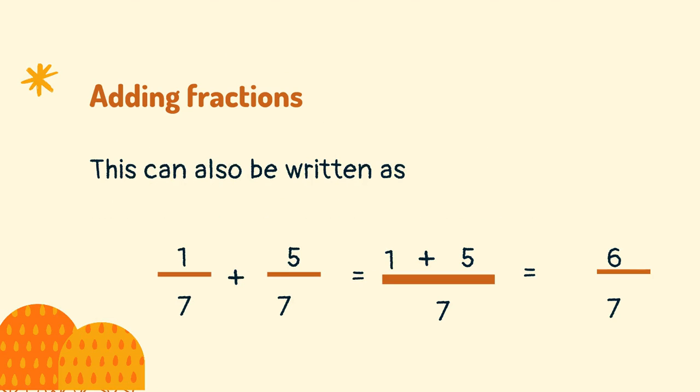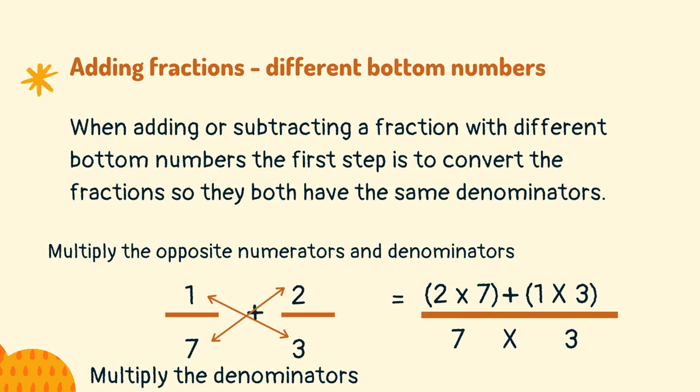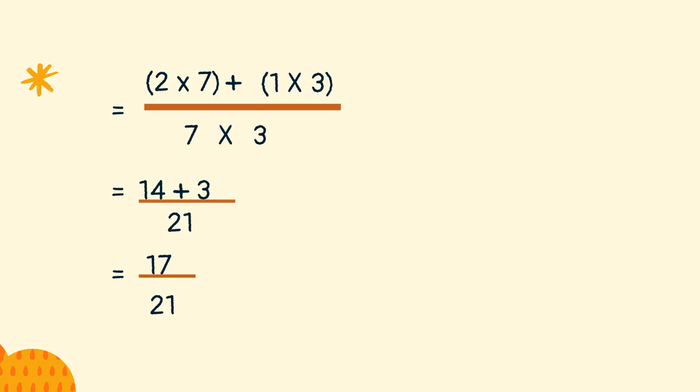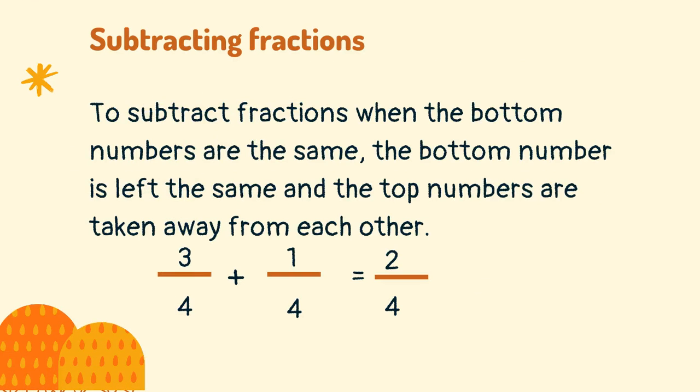This can also be written as: when adding or subtracting a fraction with different bottom numbers, the first step is to convert the fractions so they both have the same denominators. Always remember to check if it is possible to simplify at the end. To subtract fractions when the bottom numbers are the same, the bottom number is left the same and the top numbers are taken away from each other.